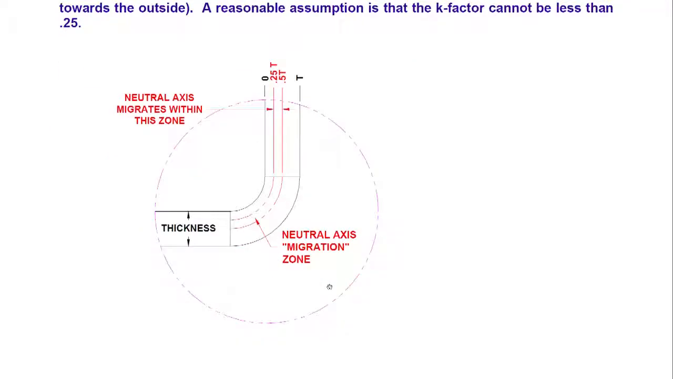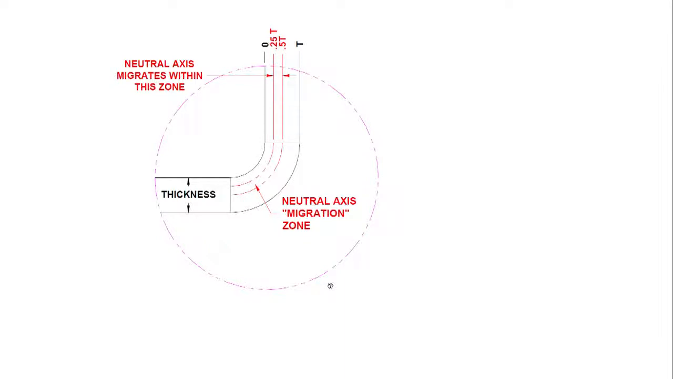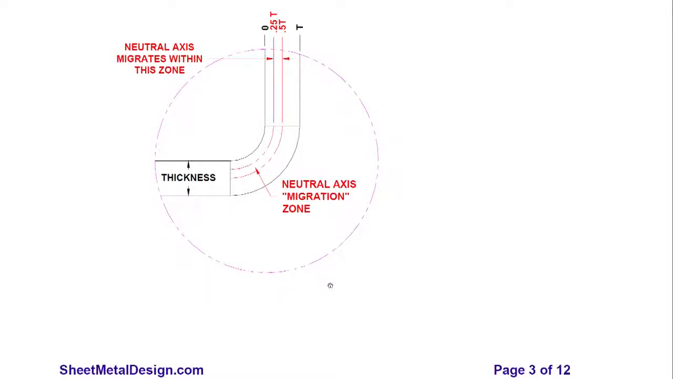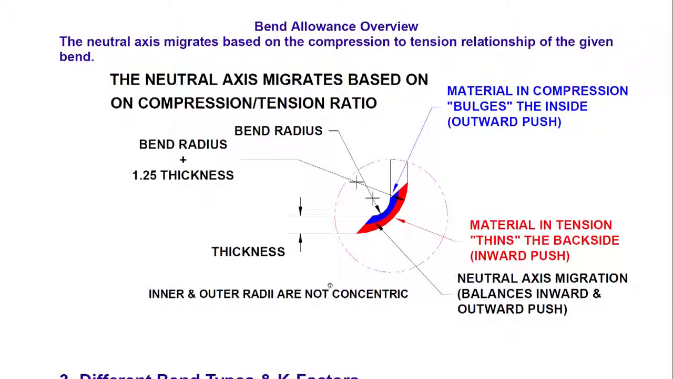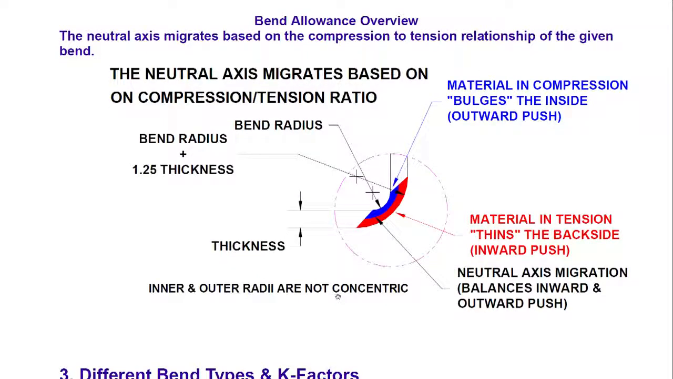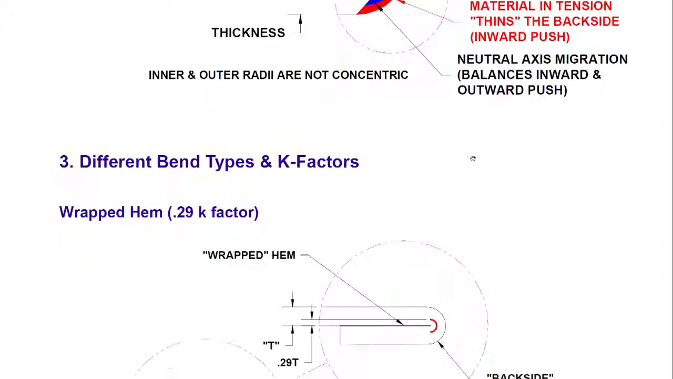As I explained earlier, I cannot give you an exact answer. What is then the K factor? Subsequent lectures will explain the things here. The neutral axis migrates based on the compression to tension relationship of the given bend. You see here, even the cross section does not seem to be constant, it thins out. If you take deep drawn parts like a can, sometimes you would have noticed as if the pieces are torn and the thickness is not the same. Inner and outer radii are not necessarily concentric. Material in compression bulges inside, with an outward push.